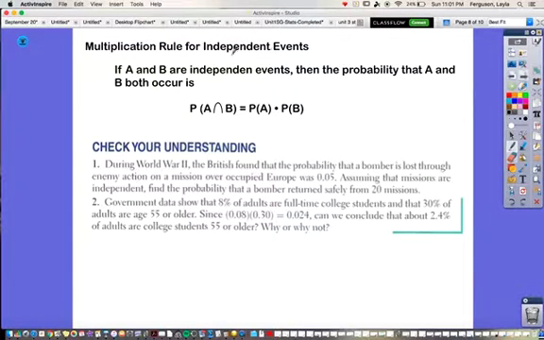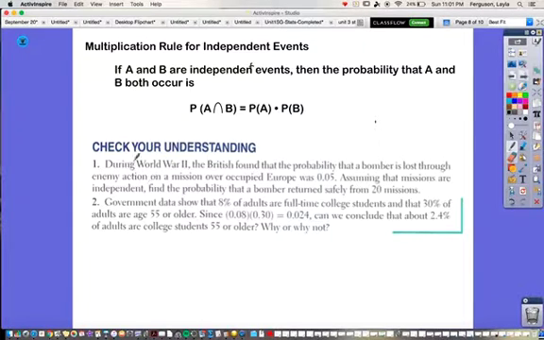Multiplication rule for independent events. If A and B are independent events, remember we said that independent events meant that one doesn't affect the other one. Then the probability that A and B both occur is the probability of A and B, which is the probability of A times the probability of B.